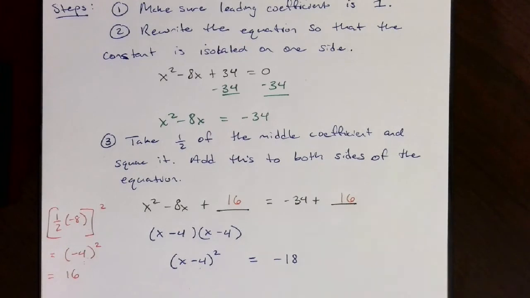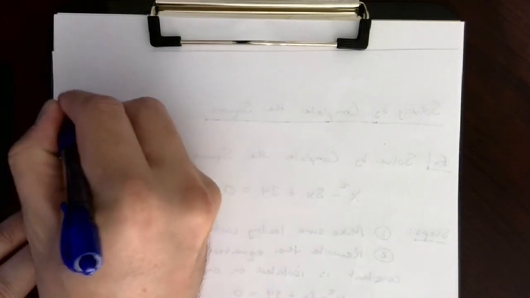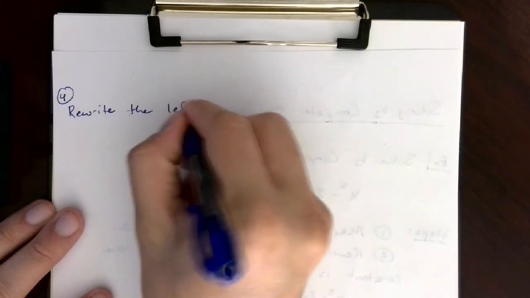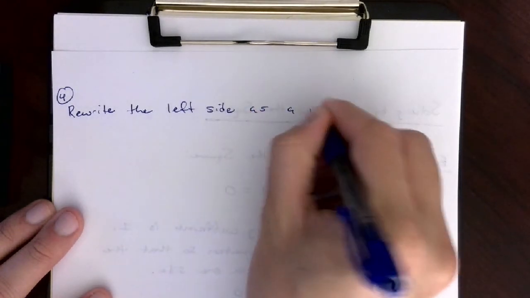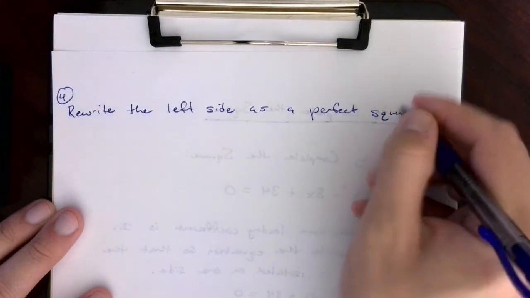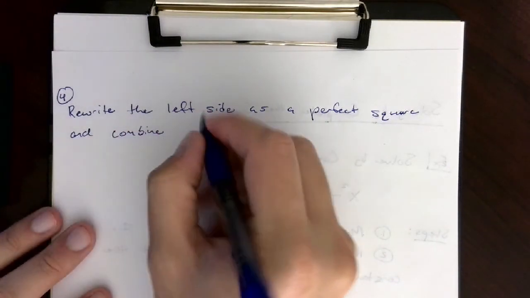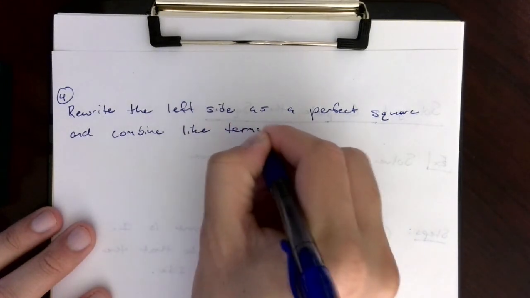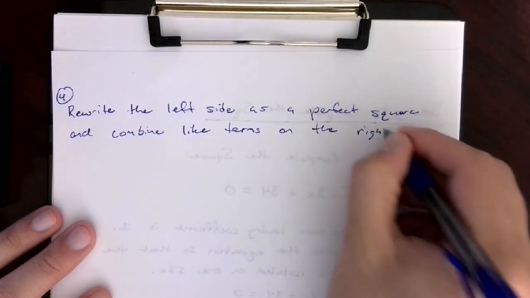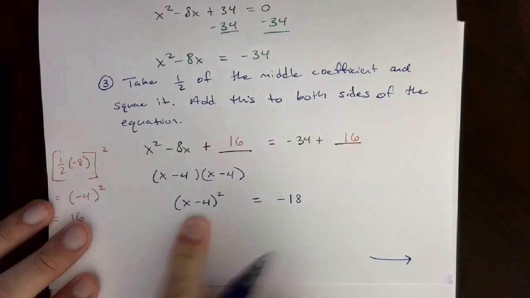So step 4, and we just did it above, but I'll do it on the next page. Step 4 is to rewrite the left side as a perfect square and combine like terms on the right side. So that's what I just did here, right at the bottom. I wrote this side as a perfect square, and I combined like terms on the right side.